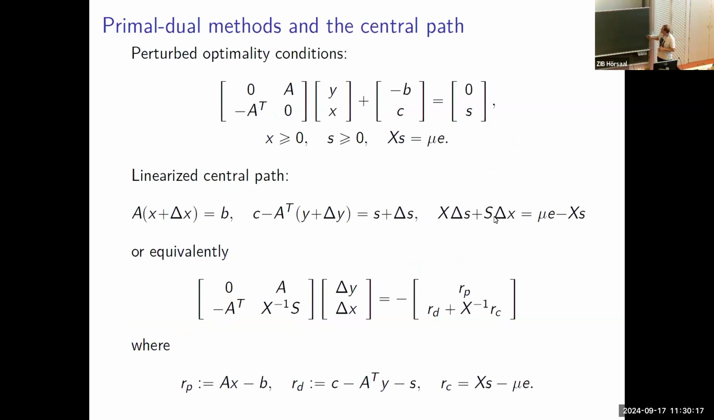We solve it for this right-hand side, and then we get delta x, delta y, and then we find delta s from the centrality conditions. We have to solve for delta x, delta y, delta s, the three unknowns. We can just solve this system and compute a suitable step size. That's a linearization of the central path and essentially what a primal-dual method is.